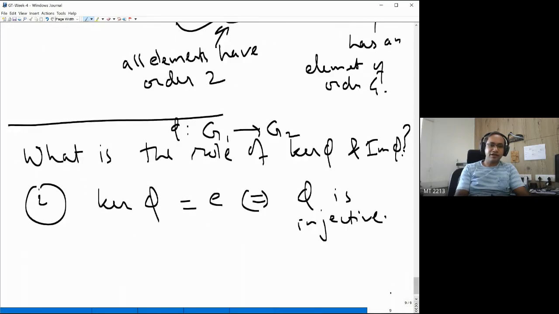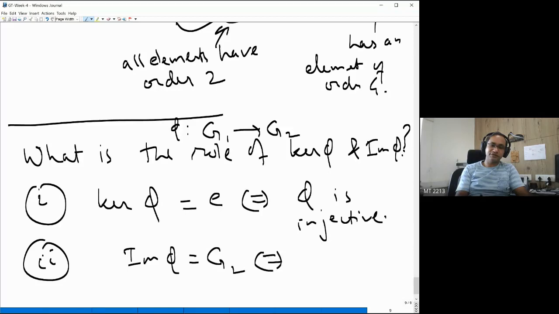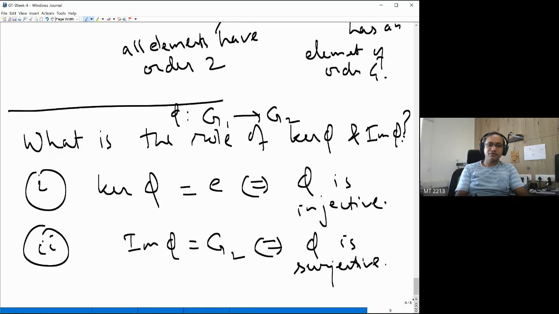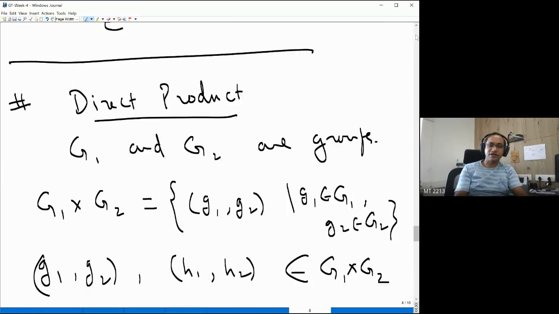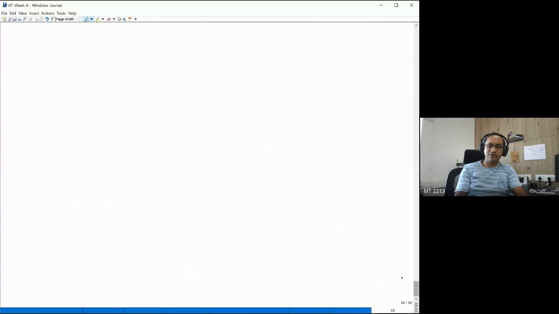Okay. And the second thing is kind of obvious, that image of phi is the whole of G2 if and only if phi is surjective. Right. So the first one is very useful. Instead of proving injectivity of a map, sometimes it's easier to check kernel of phi is trivial. Kernel of phi does not contain any non-trivial element. Right. So let's verify the first one, and then we can try to write one or two examples of homomorphisms and see if we can get something.